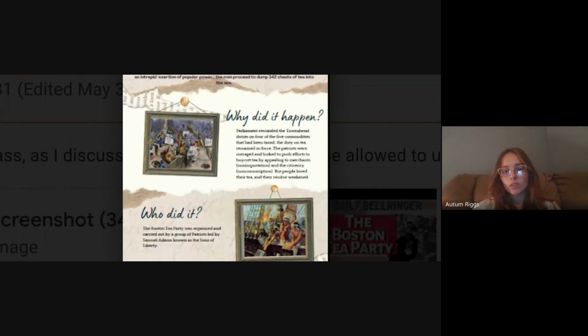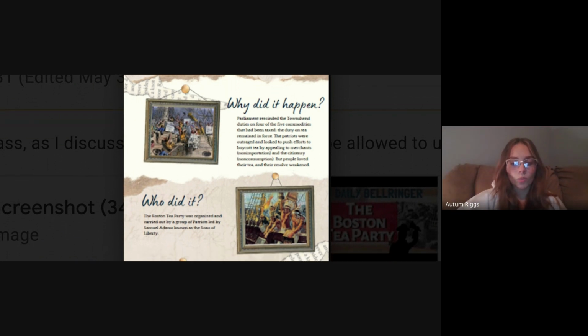Now, this begs the question, why did this happen? Parliament rescinded the Townshend duties on 4 of the 5 commodities that had been taxed. The duty on tea remained in force. The Patriots were outraged and looked to push efforts to boycott tea by appealing to merchants and consumers, but people loved their tea and their resolve weakened.